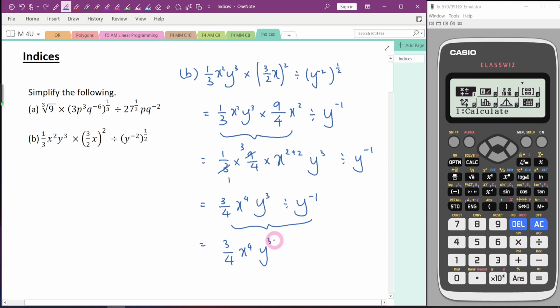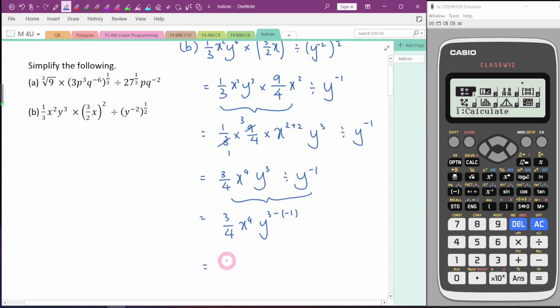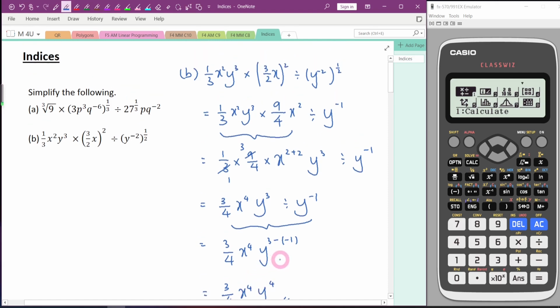3 divided by negative 1 will be minus negative 1. So when you have a negative number, you need to be more careful. x power 4, 3 minus negative 1 becomes plus 1. Eventually, it will become 4. Okay, so 3 over 4 times x power 4, y power 4.